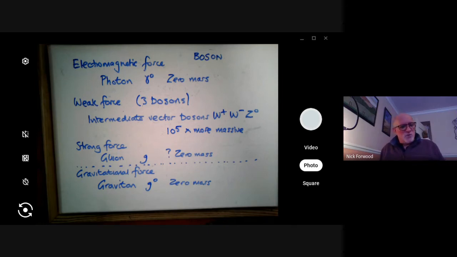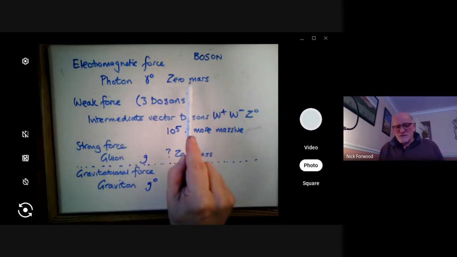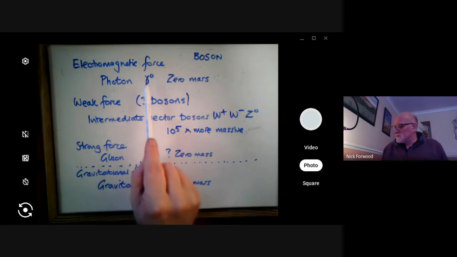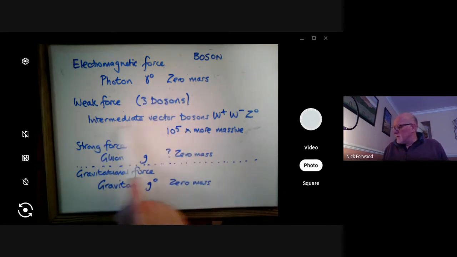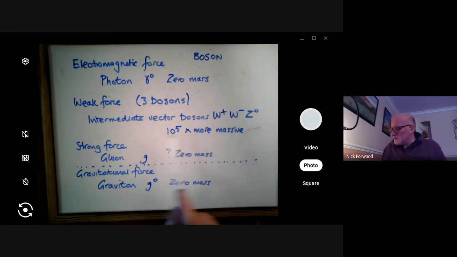Okay, if you wanted to, you could make up a table. I'm not going to do it this time, but you could make up a table with the name, the symbol, and its mass. For each of these, you'd have the photon, with symbol gamma naught and zero mass. You'd have the name intermediate vector boson, those three symbols, and in the last column you'd have how much mass it has, a lot of mass. Then the gluon for the strong force, and the graviton. You can make up a table if you wanted, and I'll leave you to do that if you want.